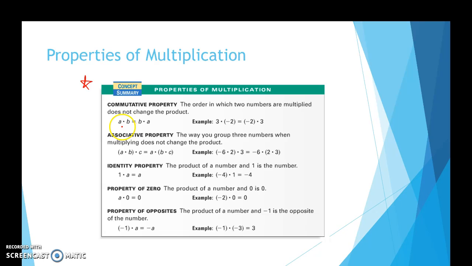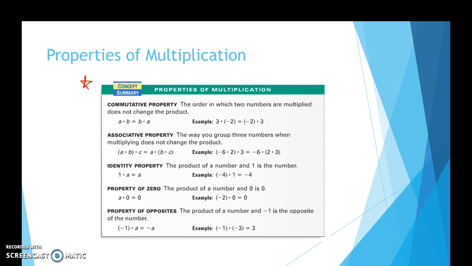So for instance, if you have A times B and switch the order to B times A, you're going to get the same answer. 3 times -2 or -2 times 3, you're going to get -6 on each side there. The associative property of multiplication is the way you group three numbers when multiplying. This does not change the answer either. You're placing the parentheses in different spots.